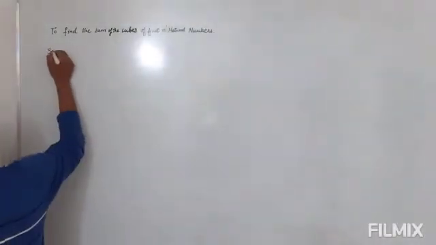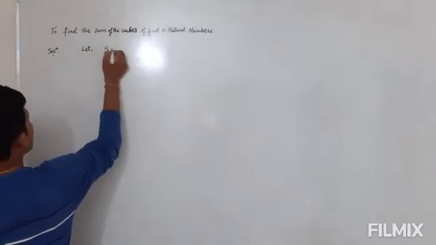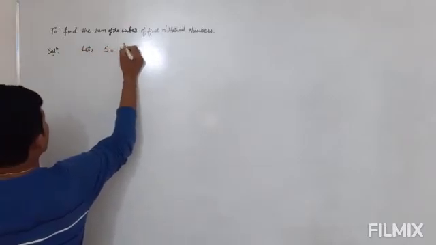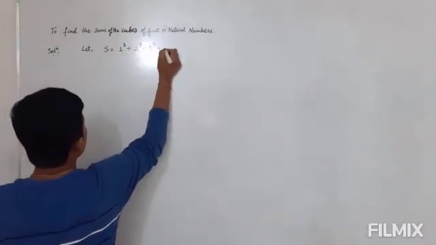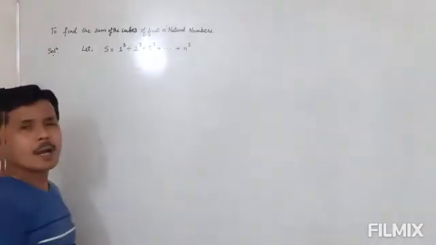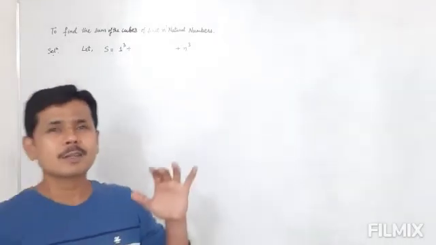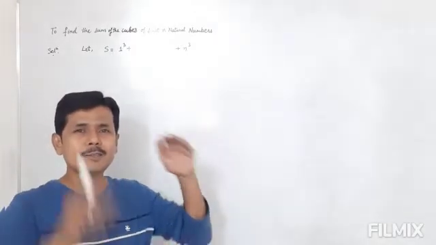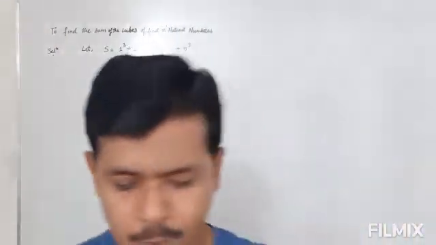Okay. Solution. Let S equal 1 cube plus 2 cube plus 3 cube plus up to n cube. Over here I have considered 1 cube plus 2 cube plus 3 cube plus till n cube. Its sum equals S. Now, what to do further? Next, what do we have to do?